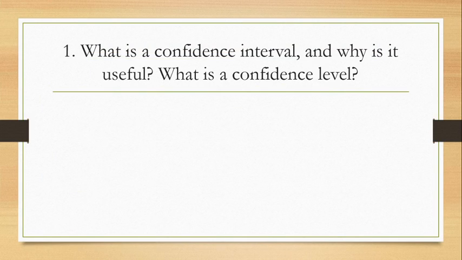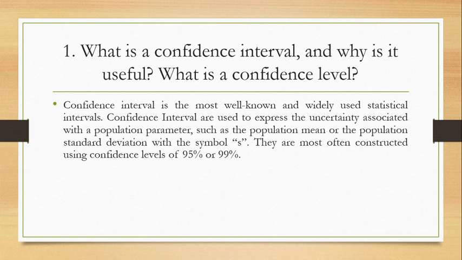What is a confidence interval and why is it useful? What is a confidence level? Confidence interval is the most well known and widely used statistical interval. Confidence intervals are used to express the uncertainty associated with a population parameter, such as the population mean or the population standard deviation, with the symbol S. They are most often constructed using confidence levels of 95% or 99%.